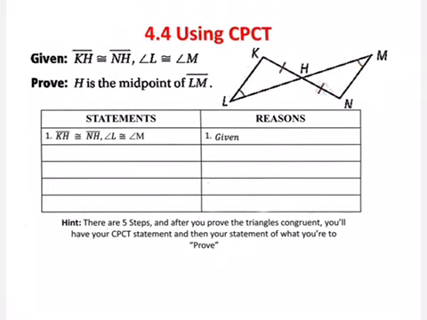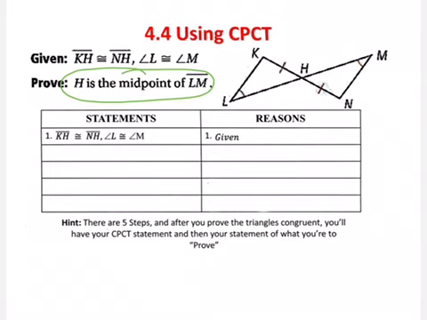All right. Here we're given that KH is congruent to NH and L is congruent to M. And they've asked us this time to not prove something's congruent, but instead to prove that H is the midpoint of LM. So this is a problem that's actually going to go beyond CPCT. But let's first just worry about proving the triangles congruent.